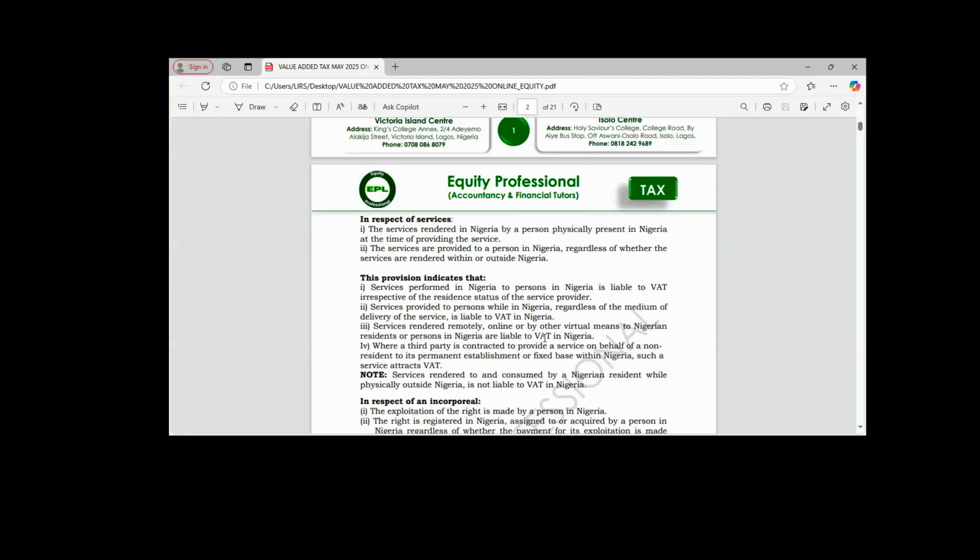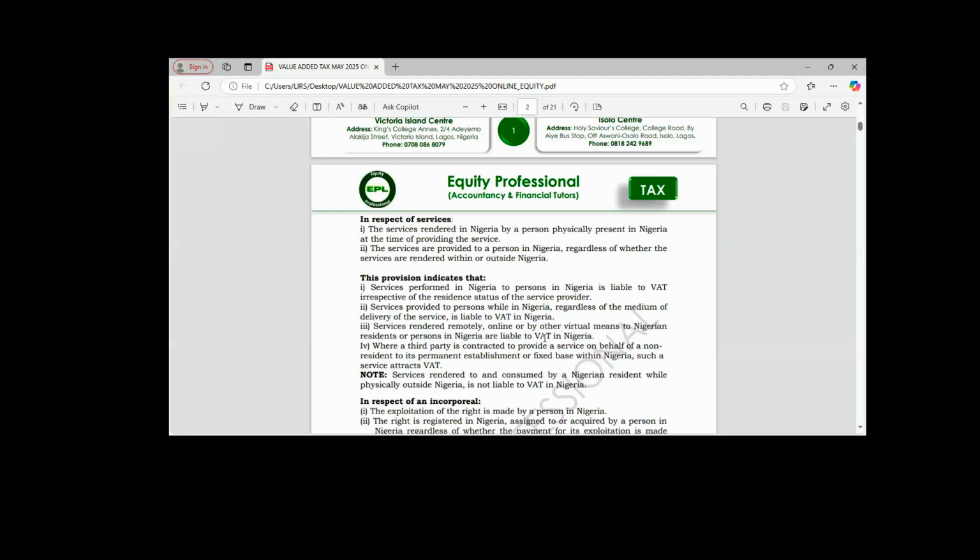Where a third party is contracted to provide a service on behalf of a non-resident, so its permanent establishment or fixed base within a service attracts VAT. So you are a non-resident who wants to provide a service to somebody in Nigeria, but they now engage somebody that is a resident of Nigeria to provide that service on their behalf. So that service will be liable to VAT in Nigeria.